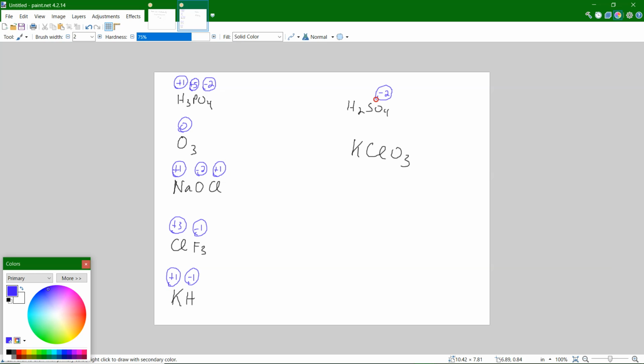H2SO4, oxygen is -2, sulfur is +6, hydrogen is +1, so that all works. KClO3, potassium wants to be +1, and the ClO3 is a minus, oxygen is -2, so chlorine is +5. So chlorine can certainly have a wide variety of oxidation numbers. Okay, all looks good to there. Good.